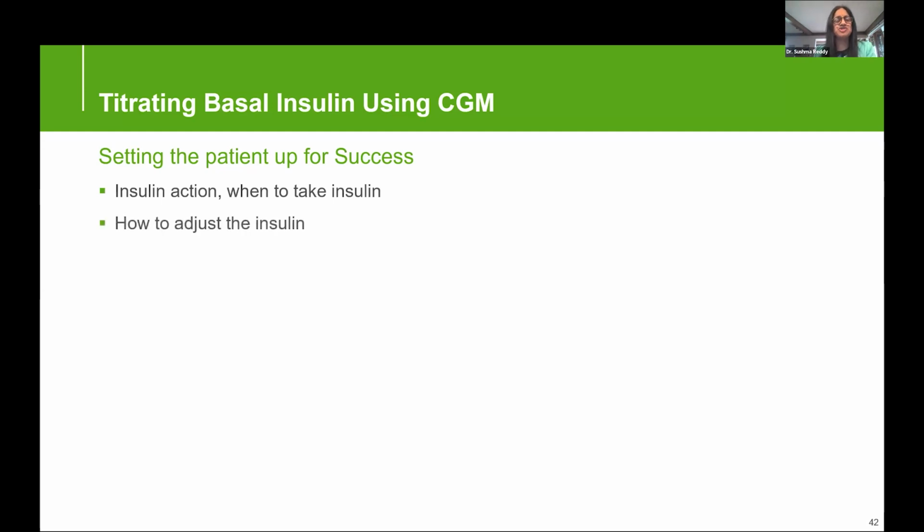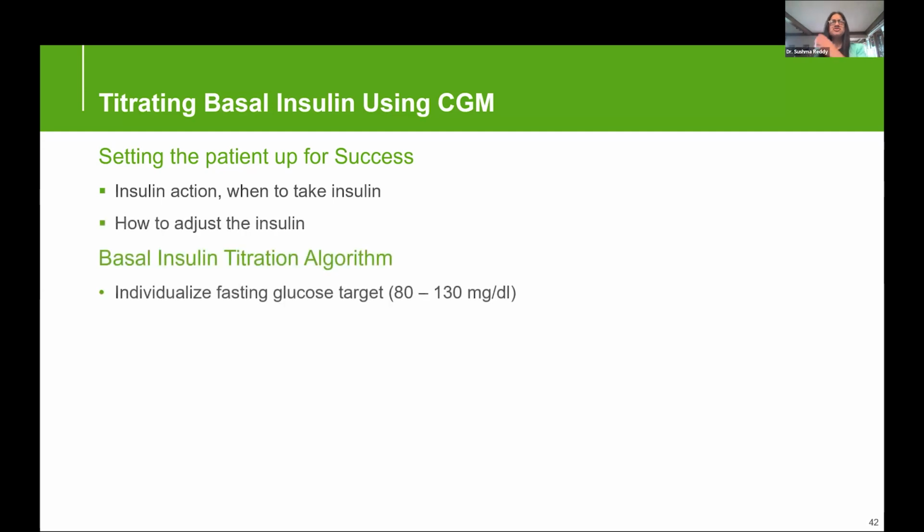Next, we need to show them how to adjust the insulin. So I'm going to show you 2 algorithms, and you can decide which one you like to use. First of all, you individualize what you think that fasting glucose target is for the patient. This is an example, 80 to 130.